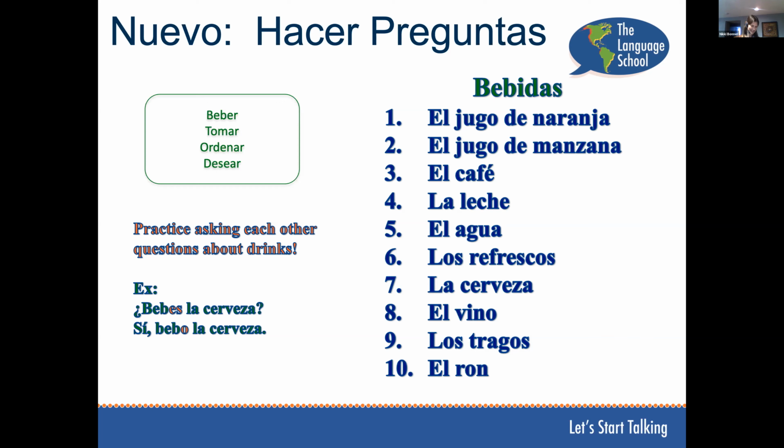All right, Sandy to Tina. Tina, ¿le gustan los refrescos? So just start with one of the verbs from the left-hand side, Sandy, to make it a little bit of an easier activity. All right. Kaylee, ¿tomas los refrescos? Sí, tomo los refrescos.